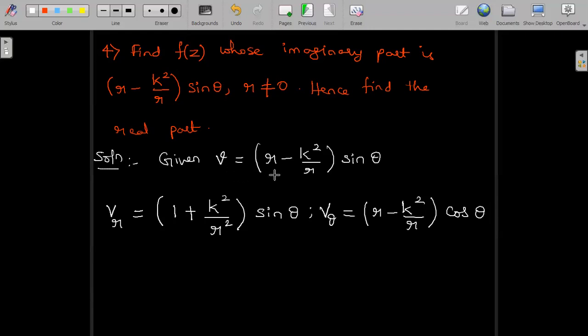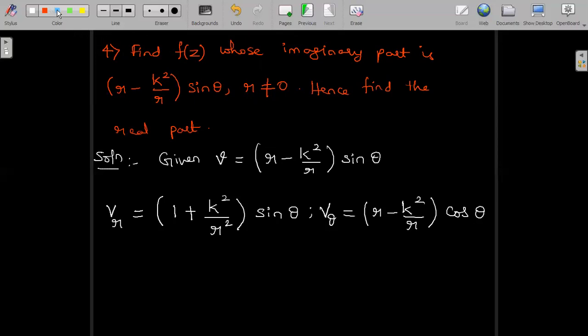I'll repeat the differentiation. With respect to r, differentiation of r is 1. K square is a constant. Differentiation of 1 by r is minus 1 by r square. There is a minus outside, so minus of minus becomes plus, keeping sine theta constant as it is. We are dealing with partial differentiation concept. Now v theta means dou v by dou theta, partial differentiation with respect to theta. Keeping the r term as it is, differentiation of sine theta is cos theta.